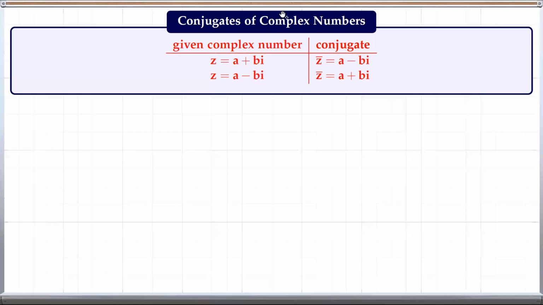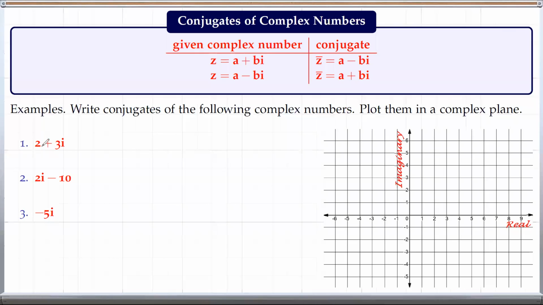Next, let's look at conjugates of complex numbers. If you have complex number a plus bi, its conjugate is a minus bi, which we denote by a bar on the top. And the conjugate of complex number a minus bi is a plus bi. So the conjugate of 2 plus 3i is 2 minus 3i. Let's plot both of these on the plane here.